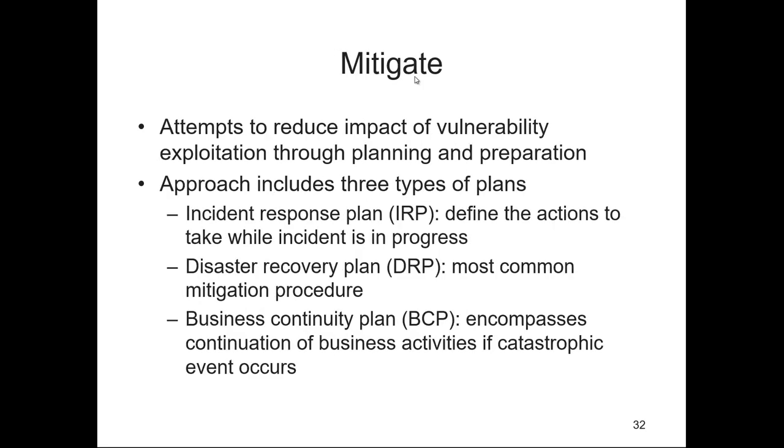Mitigation is the control strategy that attempts to reduce the impact caused by the exploitation of vulnerability through planning and preparation. You will be prepared, you will know exactly what to do, you have the plan, and you start implementing the plan. So this strategy is being implemented after an attack. Based on that, it includes three types of planning: planning for disaster recovery, planning for business continuity, and planning for incident response. Mitigation begins with the early detection that an attack is in progress.